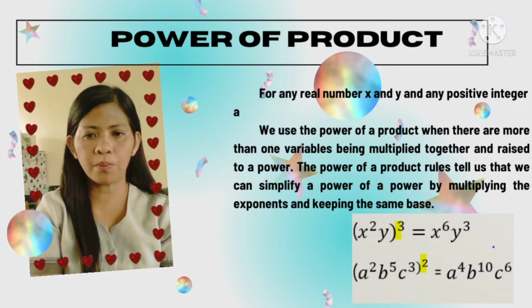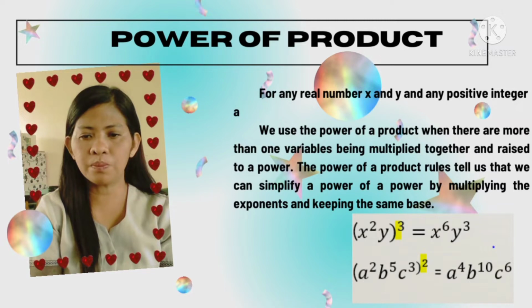Power of a product. For any real number x and any positive integer a, we use the power of a product when we have more than one variable being multiplied together and raised to a power. The power of a product rule tells us that we can simplify by multiplying the exponents and keeping the same base. So in this situation, class, in power of a product, we just multiply the exponents.